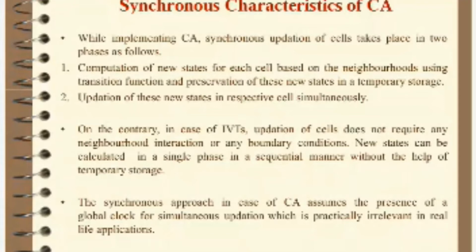Then we have given the characteristics of synchronous CA. Synchronous updation takes place in 2 phases. First, computation of new states using neighborhood and local transition. Second, updation of all cells simultaneously. But in IVT, updation takes place in a single phase without any neighborhood interaction. Again, synchronous CA assumes the presence of a global clock, which is an unrealistic assumption. So we have studied the IVT in the next slide.